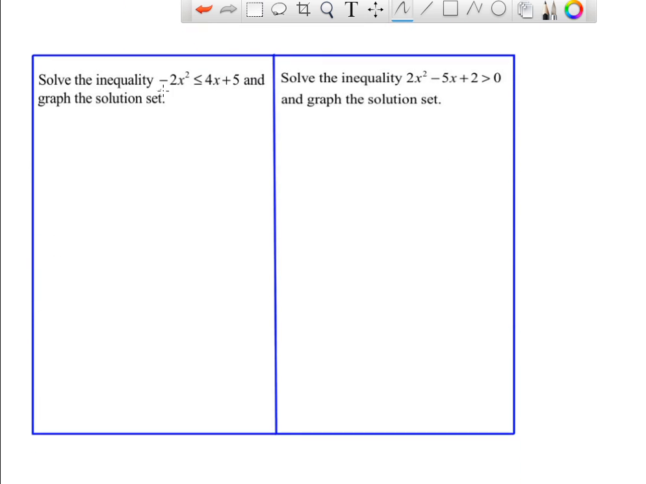Solve the inequality negative 2x squared less than or equal to 4x plus 5, and graph the solution set. I would bring everything from the right to the left. Let me write in a different color. That might not show up very well for you guys. It has to be less than or equal to 0.